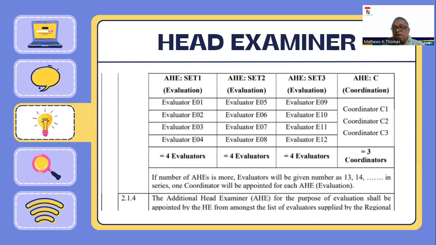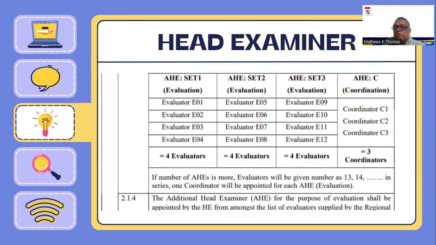Now there is also an AHE for coordination. Coordination means that when all this evaluation is done, there has to be a retotaling done. If there are errors that are noted down, they have to be entered into the computer. There is a lot of technical work involved. So for coordination, there are 3 people as coordinators, C1, C2, C3 we call. C1 will coordinate set 1, C2 will coordinate set 2, and coordinator 3 will coordinate set 3.